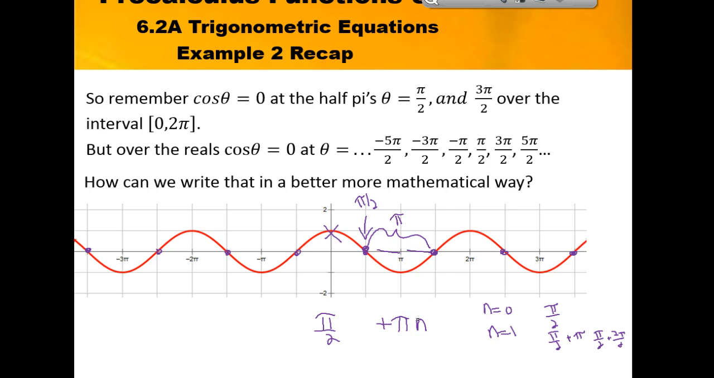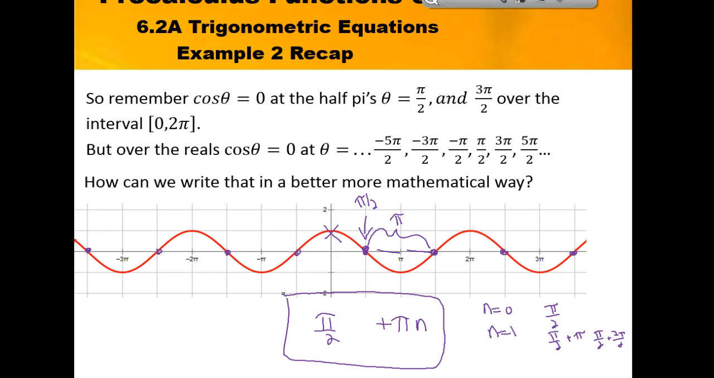And 2 pi, written as 4 pi over 2. So 4 pi over 2 plus pi over 2 would be the next one, which is 5 pi over 2. And then if n was negative 1, I get negative pi over 2. So this looks like a good answer. And again, when you write this answer, you should check. You should look at your graph, go ahead and graph it, and check it.